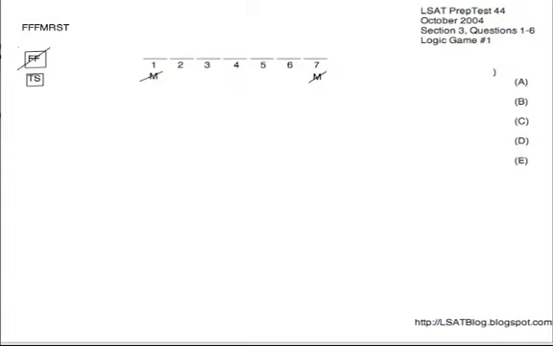Hey guys, this is test 44 game 1. This is the client Dignitaries game with Garibaldi. It's an ordering game. We know this because we're determining the order in which Garibaldi has these meetings with each of the foreign dignitaries. The initial paragraph might not make it clear, but the rules do.